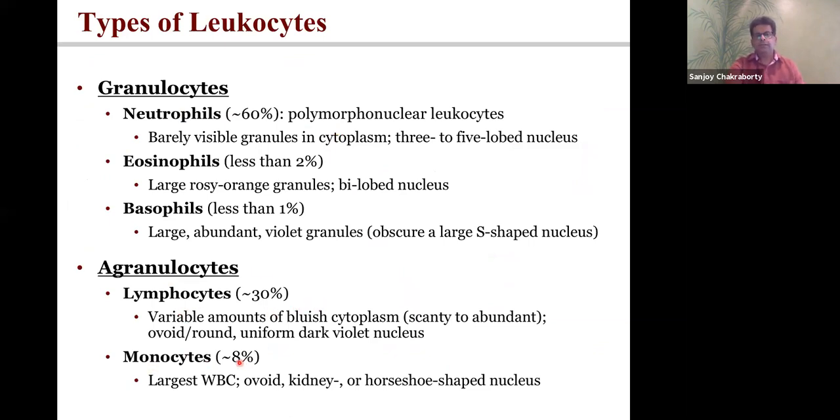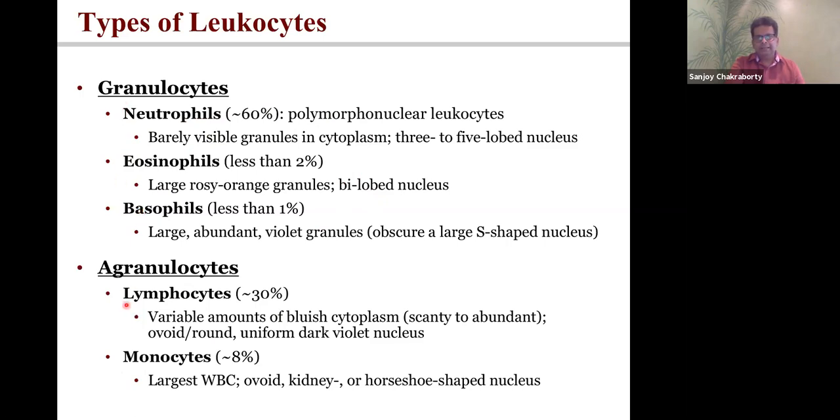Third one is monocyte, approximately 8%. Then the eosinophil, and then basophil is very, very less. But that's our normal distribution. There's an old mnemonic: "Never Let Monkeys Eat Bananas."